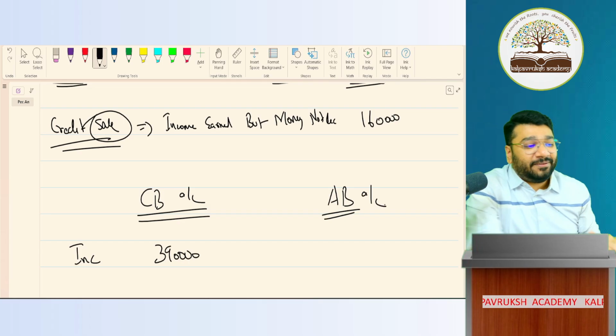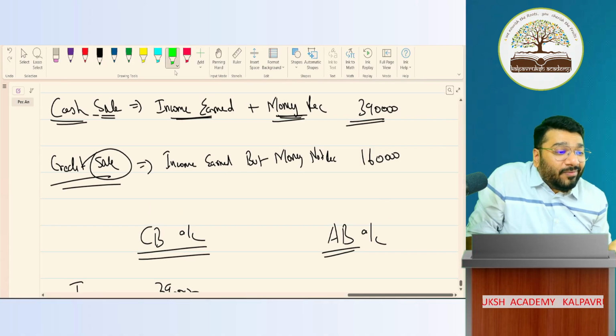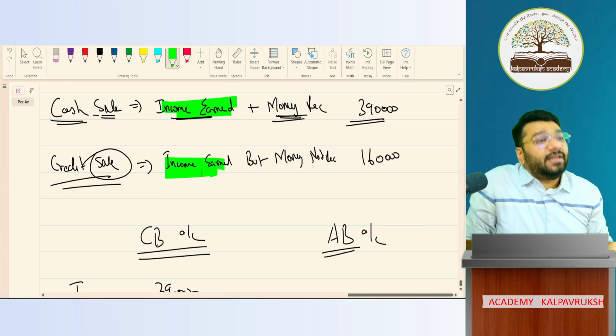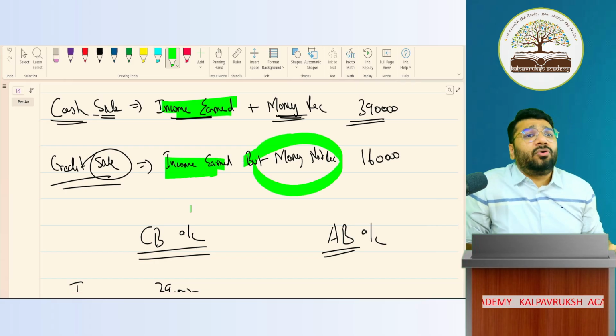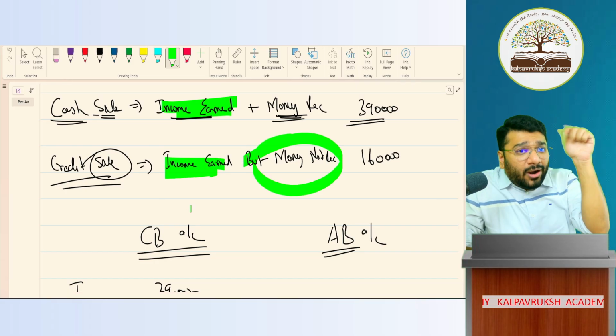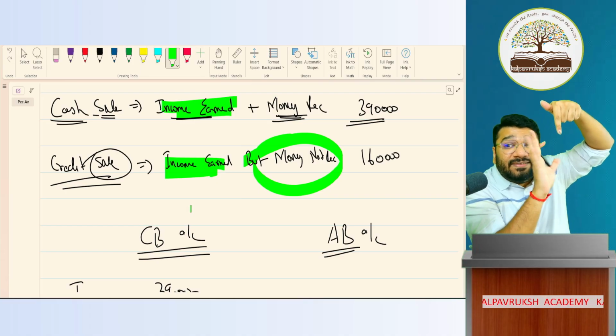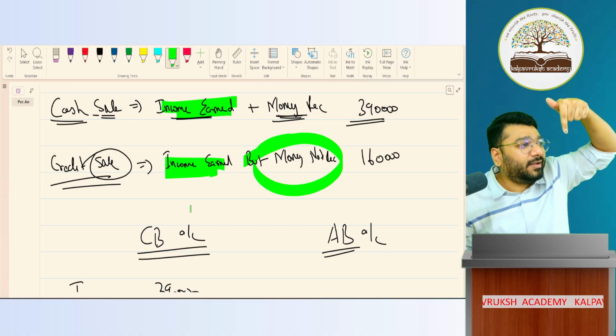However, if I'm following accrual basis of accounting, and now if I ask you, what is my income? What will you say? Sir, both are my income. This is also income earned, this is also income earned, but this money is not received. No. Accrual says that record income when it is earned. Receiving money is not important. Got it, not got it?